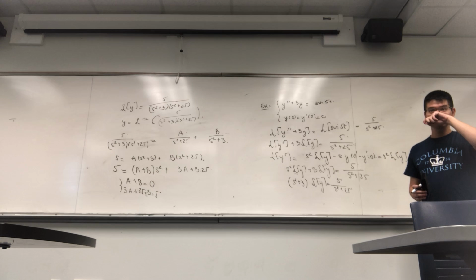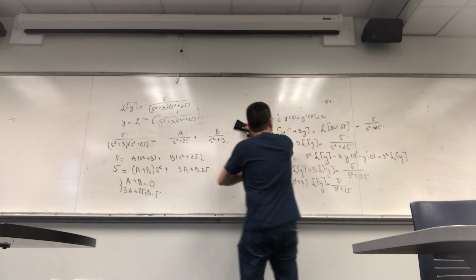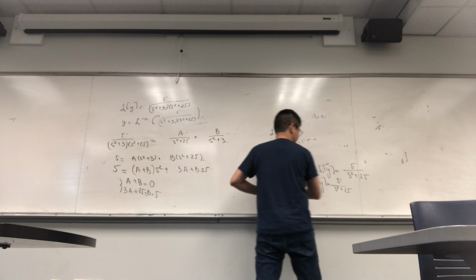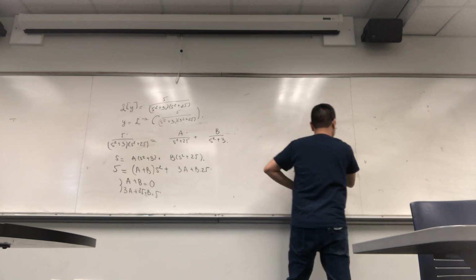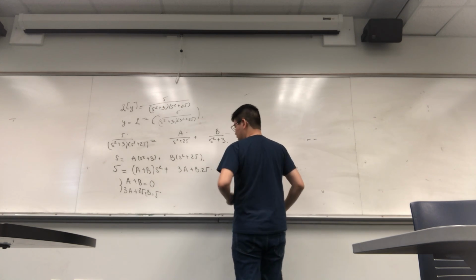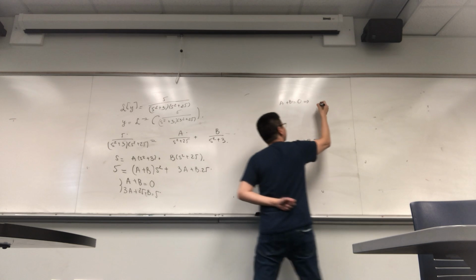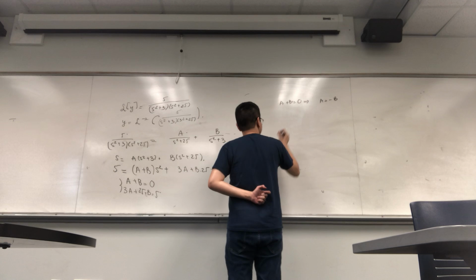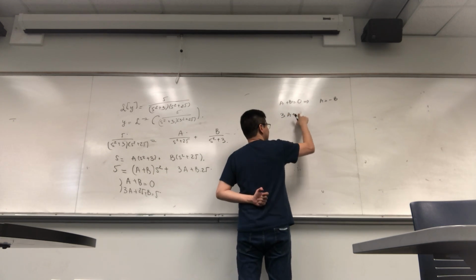So how do I solve this system? Yes? You can say that A equals negative B and then substitute. So A plus B is 0, means that A is minus B. All right? So I replace this into the second equation.